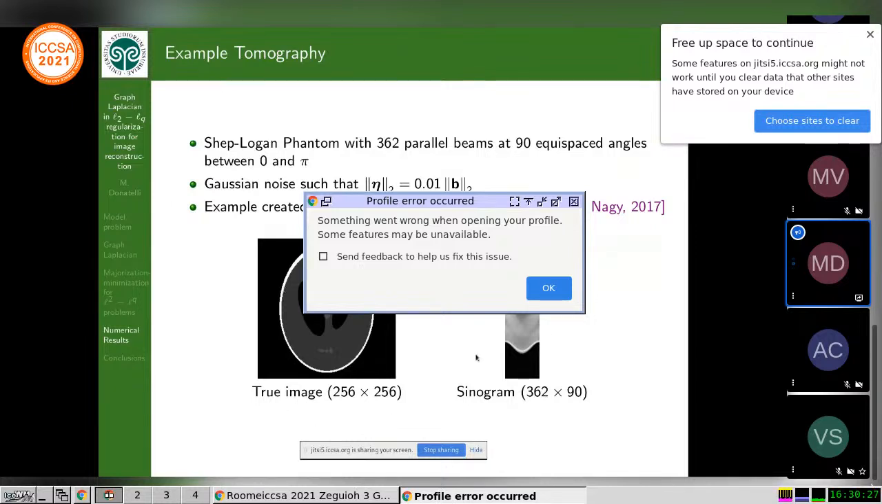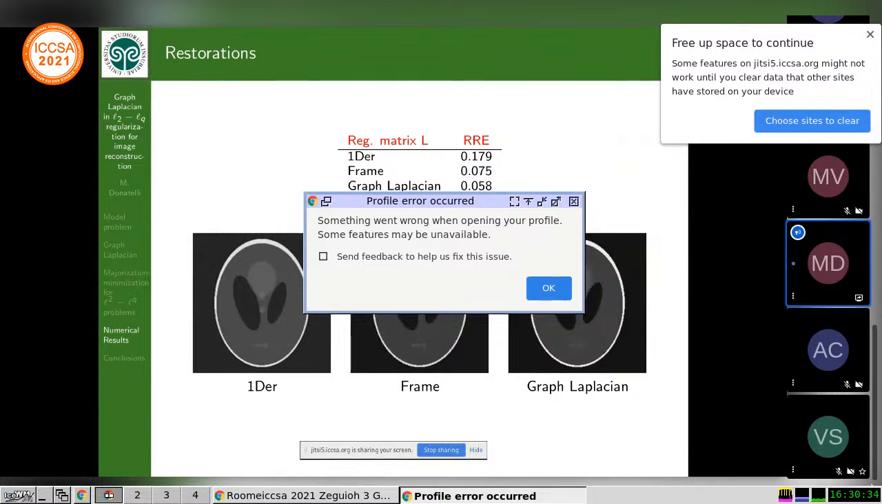So first of all, we compute the image with the L2 regularization, then we construct the graph, and then with this graph we can solve the L2-LQ regularization with the graph Laplacian. And you can see that this regularization operator with the graph Laplacian improves the restoration with respect to the classical first derivative or the frame wavelet approach.